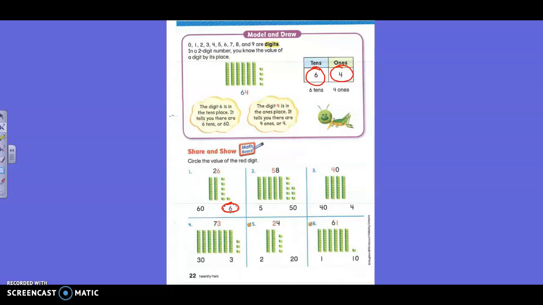Now let's look at number 2. What's that number? 58. Which number on that one is red? The 5. Now, is the 5 in the tens place or in the ones place? The tens. So are we going to circle 5 or are we going to circle 50? 50, because 50 is the tens. You know a tens number because it has 2 digits, not just 1. Does that make sense?